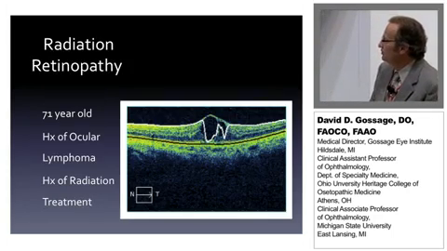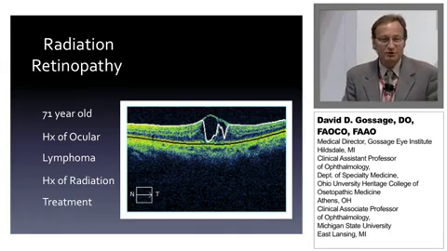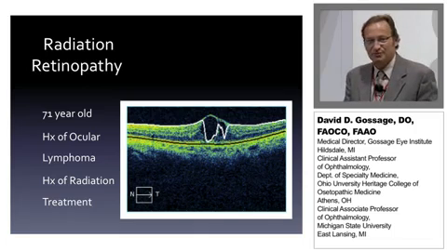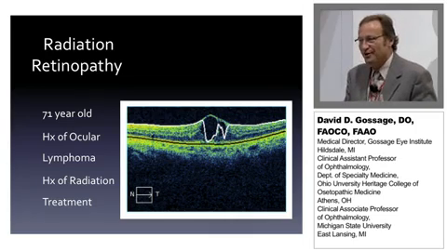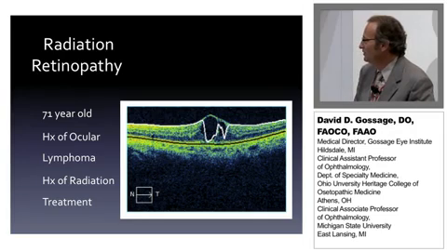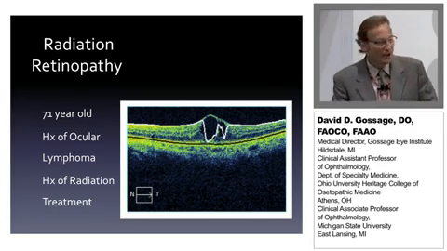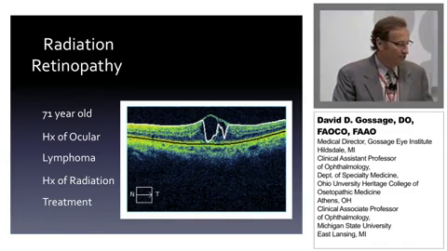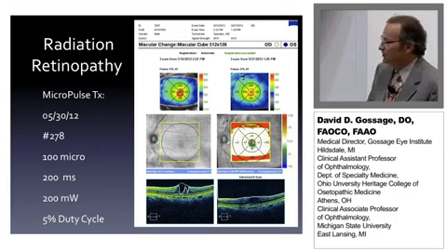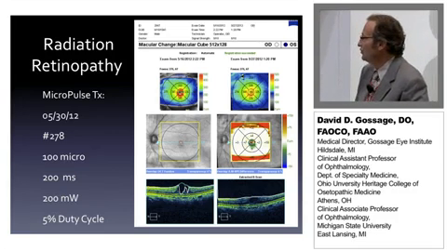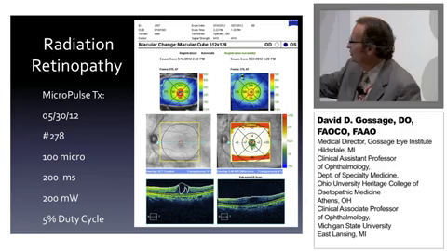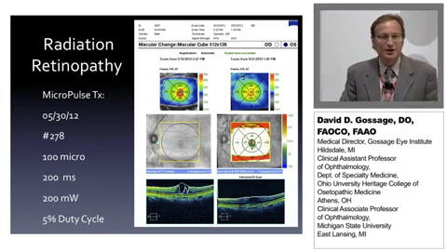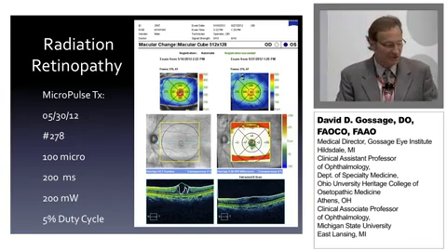This next case is a patient who had radiation retinopathy. It happens to be my golf partner, and he was a 71-year-old retired Vietnam veteran, and he was over there and developed ocular lymphoma later in life, and he had a history of previous radiation treatment, and so he developed some macular edema from his radiation treatment. And I discussed with him some options for treatment of it, and so in this case we used the MicroPulse technique. Once again, 278 shots, 100 microns, 200 milliseconds for 200 milliwatts, and we are able to even see some resolution with patients with radiation retinopathy using the MicroPulse laser.